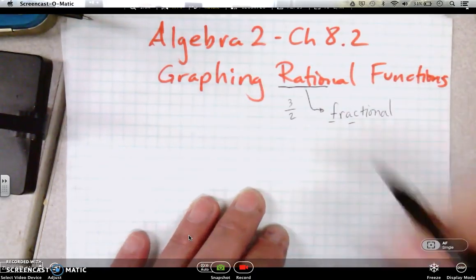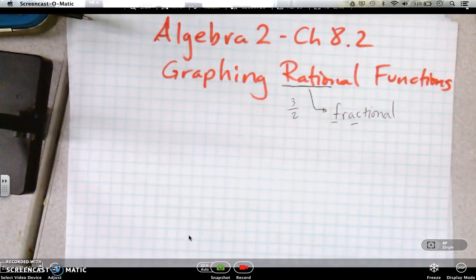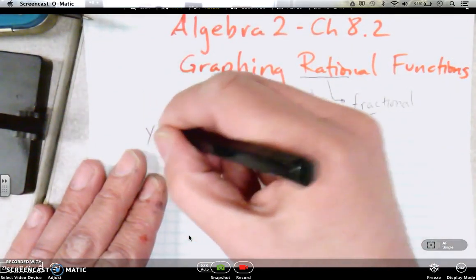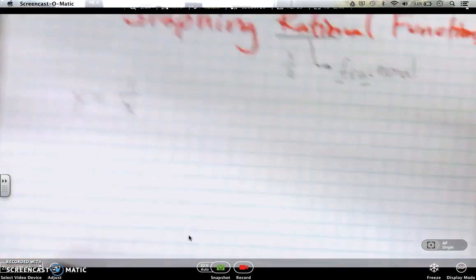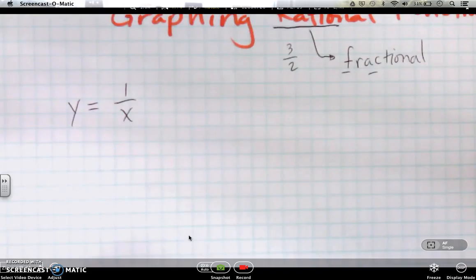We added an F and a C, and rational becomes fractional. It helps you remember that it's those ones that have a fraction. But not anything that has a fraction. The key thing here is that if you have something like 1 over x, that is a rational function. And we're going to try and graph stuff like that today.